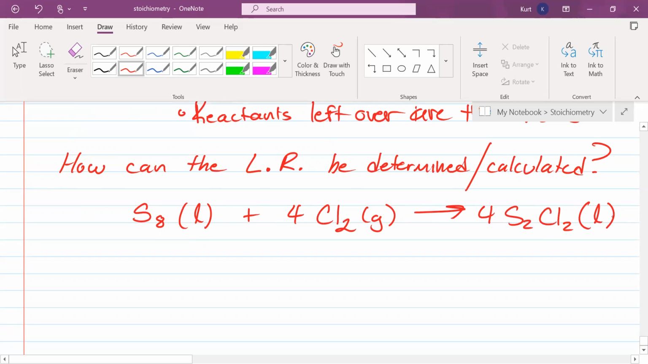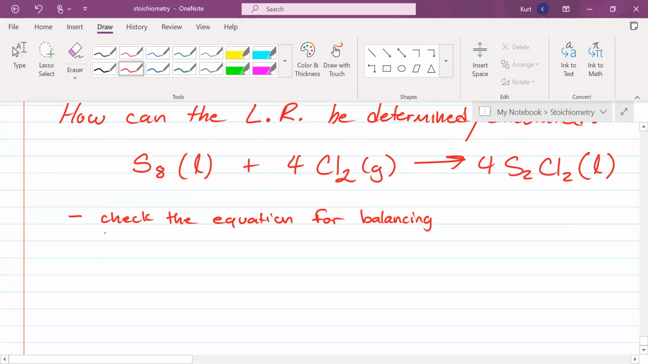Let's check real quick, and I want you guys to confirm if it is balanced or not. You always have to check. Max, is this equation balanced? Yes, it is. Okay, great. So the first thing you guys need to be sure is you need to check the equation for balancing. Luckily, in this particular example, it is balanced. So move on.